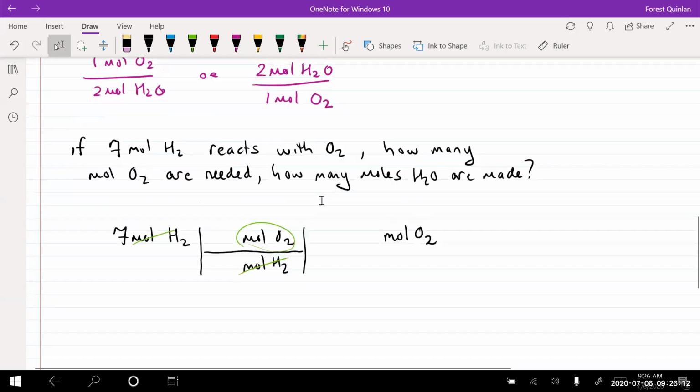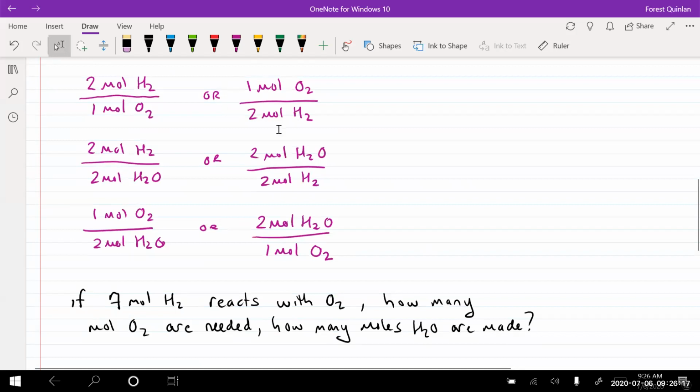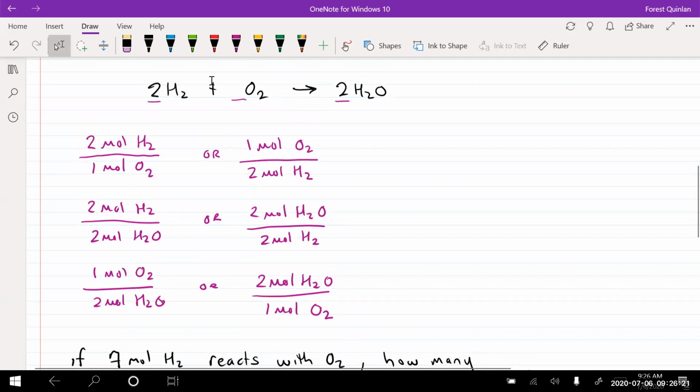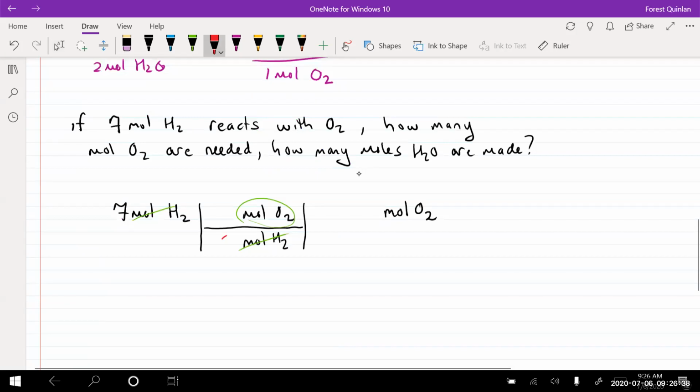So we go up here and we either find the ratio that has hydrogen on the bottom and oxygen on the top, or we go all the way up to the equation, which is what we'll end up doing, and see that I see 2 hydrogens in the equation and 1 oxygen in the equation. Your molar ratios always come from the chemical equation, the balanced chemical equation. So with that in mind, there are 2 hydrogens to 1 oxygen, and you should see that that gives you 3.5 moles of oxygen.